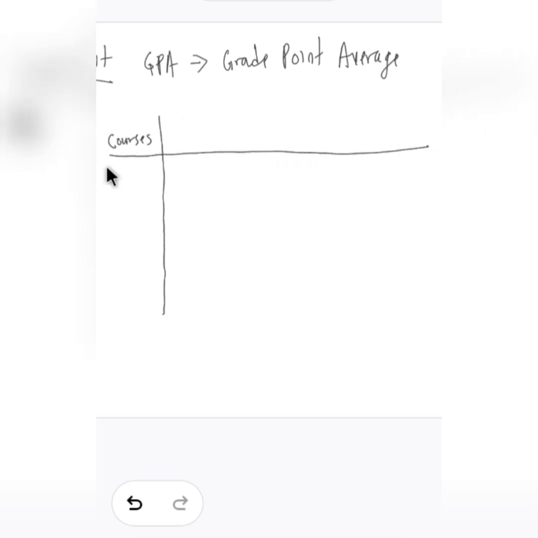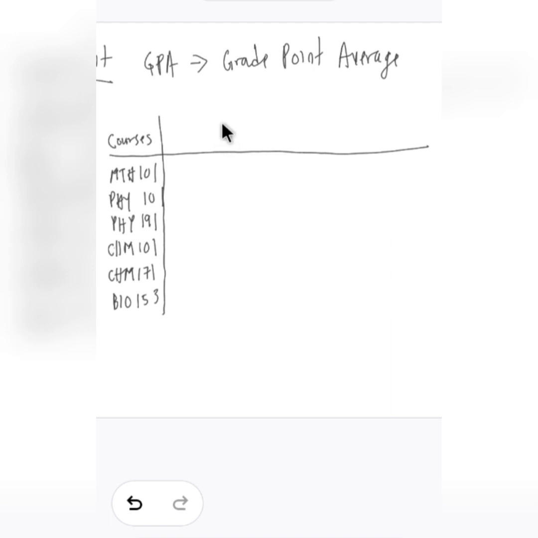Let's take for instance, Maths 101, Physics 101, Physics 191. These are course codes. Chem 101. We have Chem 171 and Bio 153. Let's take this as the courses one student is offering.